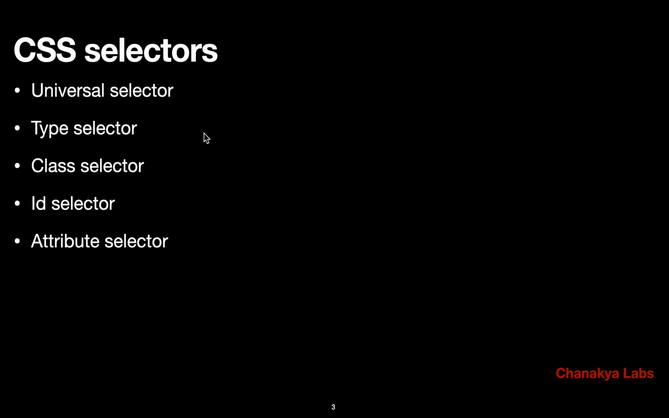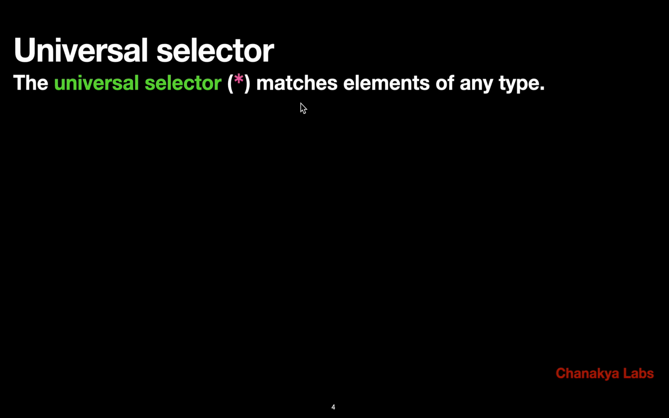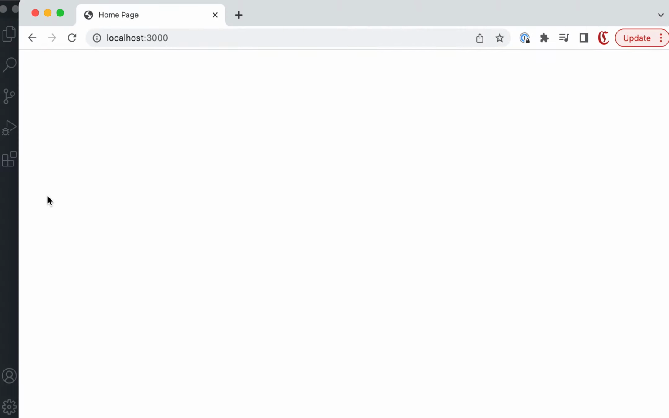The universal selector is used to match or target elements of any type. There are n number of elements in the HTML. All the elements can be targeted from one place, universally, using this universal selector. The syntax is something like this: you write an asterisk, a star, and if you use that selector, then all the CSS declarations you use will be applied to all the elements in the HTML. So let's get to an example of that.